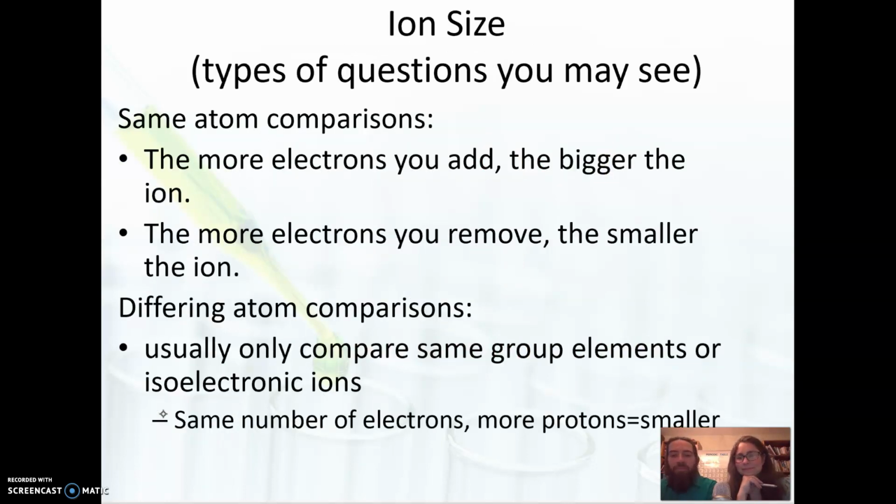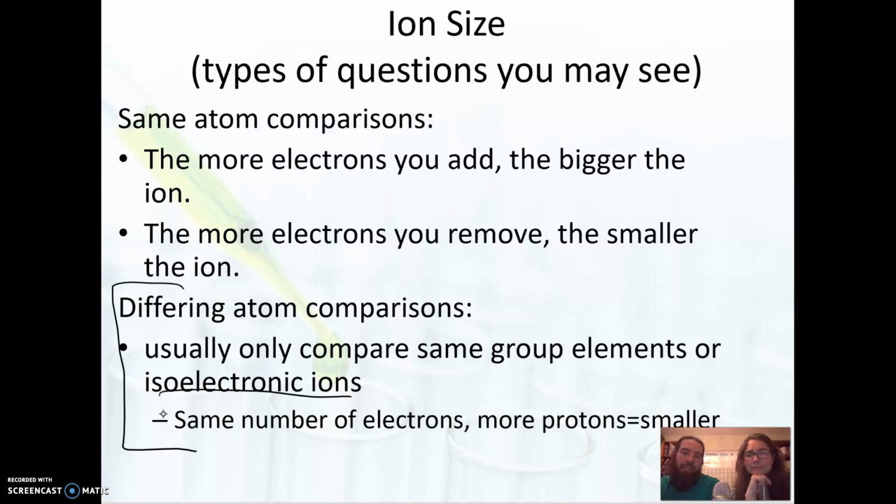Sometimes with these isoelectronic species, they'll ask you about the size comparison, like which is the biggest. And we really want to go back to effective nuclear charge, which is essentially based on the number of protons in the nucleus, because they're all going to have the same number of electrons if they're isoelectronic. So when we get isoelectronic species, we go to the number of protons. The more protons, the smaller that species is going to be. That stronger effective nuclear charge is going to have a stronger pull on those outer electrons.